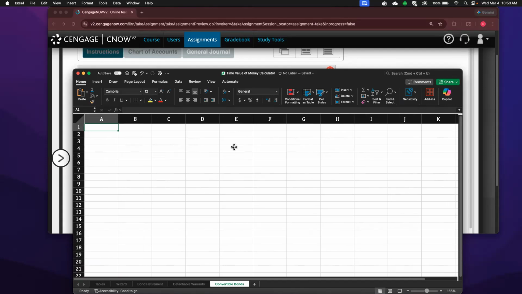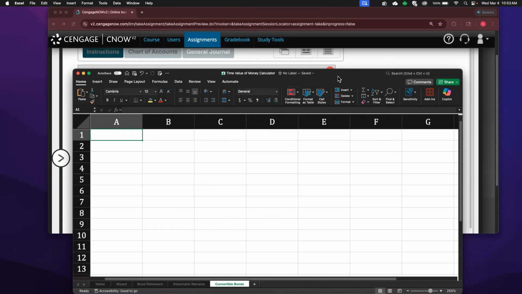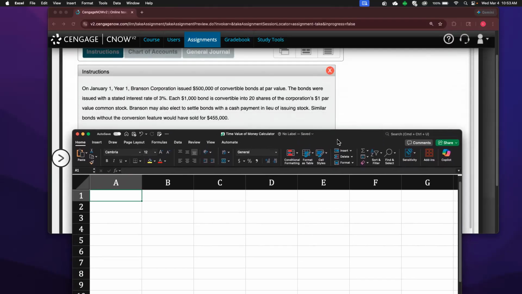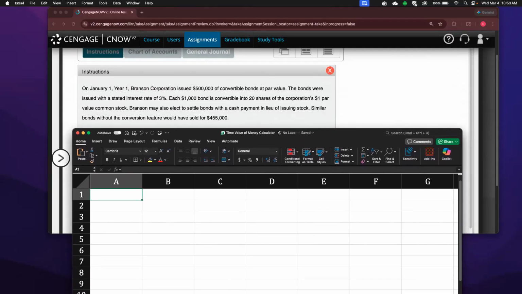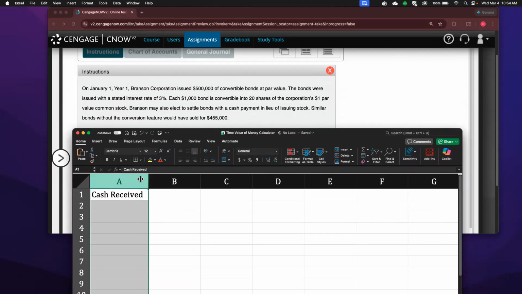I'm going to make this way bigger, zoom way in, so we can maybe see all the stuff. Okay. So first we need to identify the total cash that was received. The bonds were issued at par, so there's no calculation we need to do. The cash that we received is what it was issued at, so $500,000.